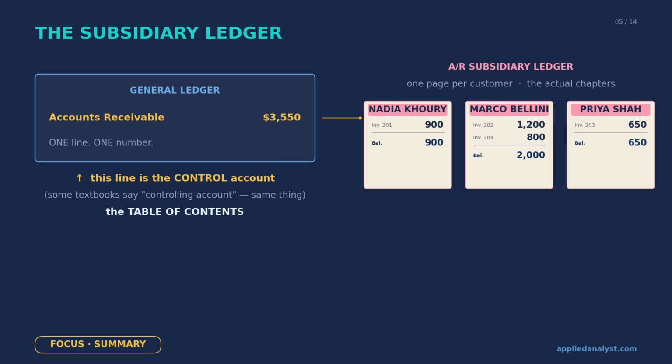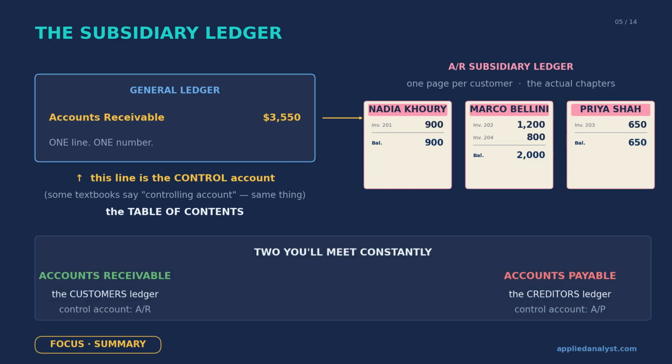Her name lives on her own page, in the accounts receivable subsidiary ledger. Marco has a page. Priya has a page. Think of a book. The table of contents gives you 1 line per chapter. The chapters hold the actual detail. And you will meet 2 of these constantly: receivables, the customer's ledger, and payables, the creditor's ledger.